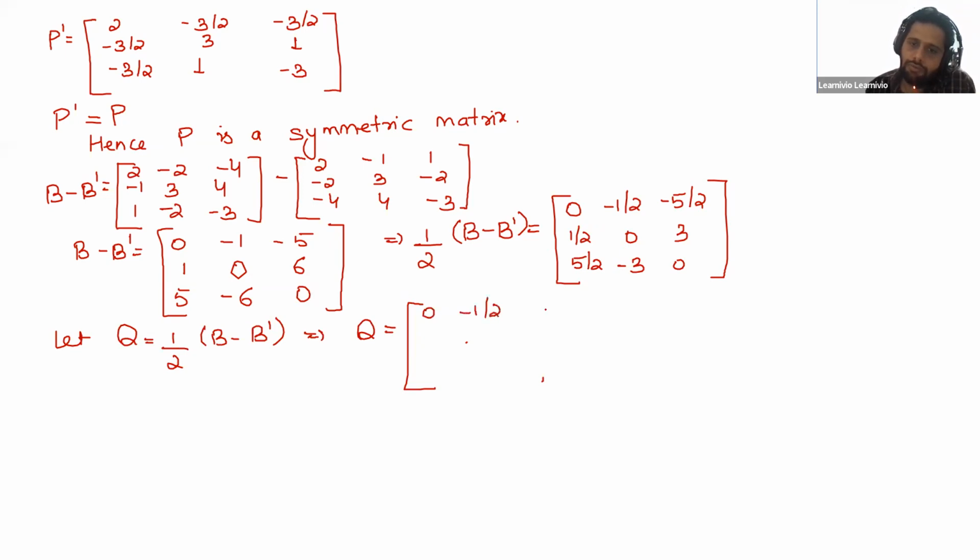0, minus 1 by 2, minus 5 by 2. 1 by 2, 0, 3. 5 by 2, minus 3 and 0. We get this one. Now find the Q transpose.